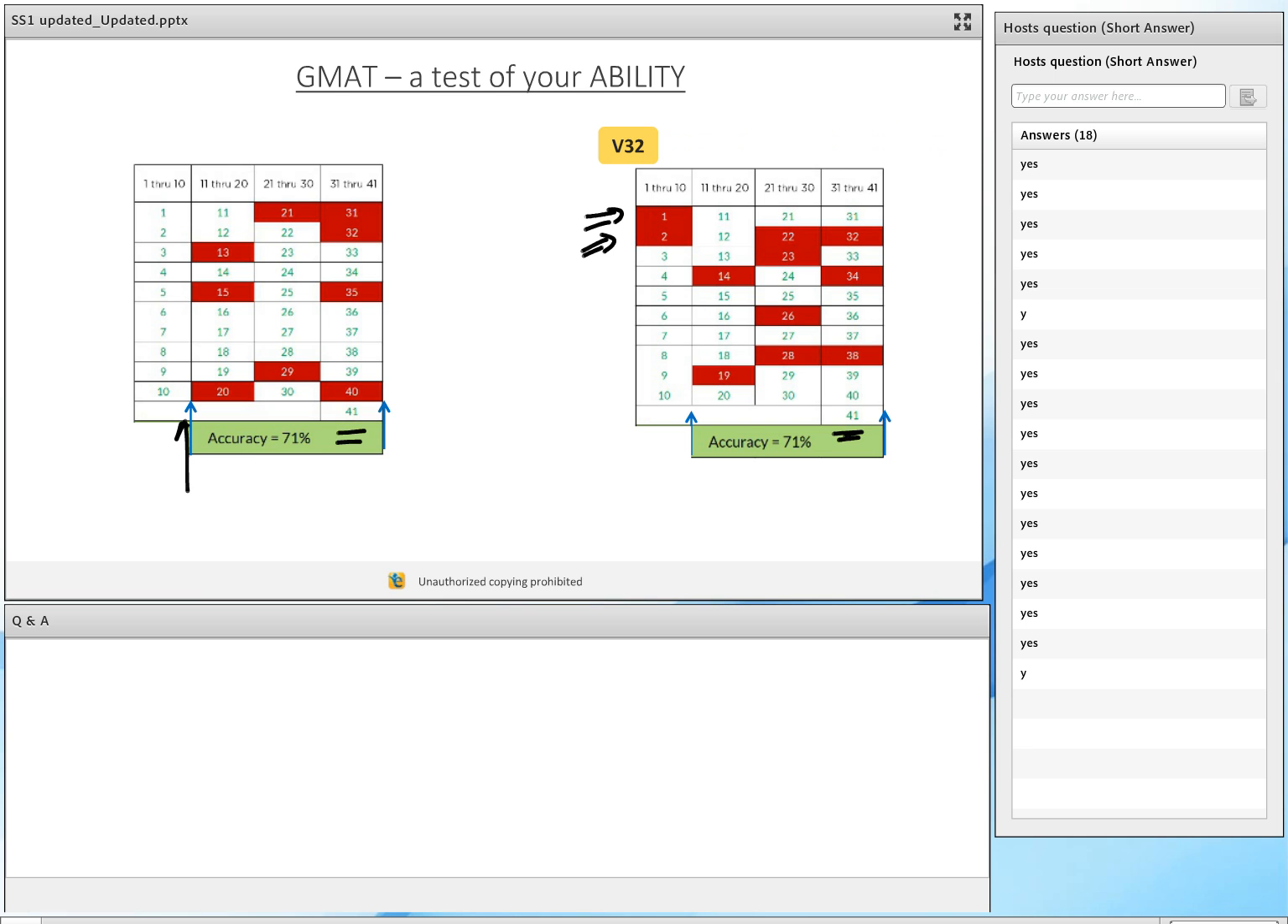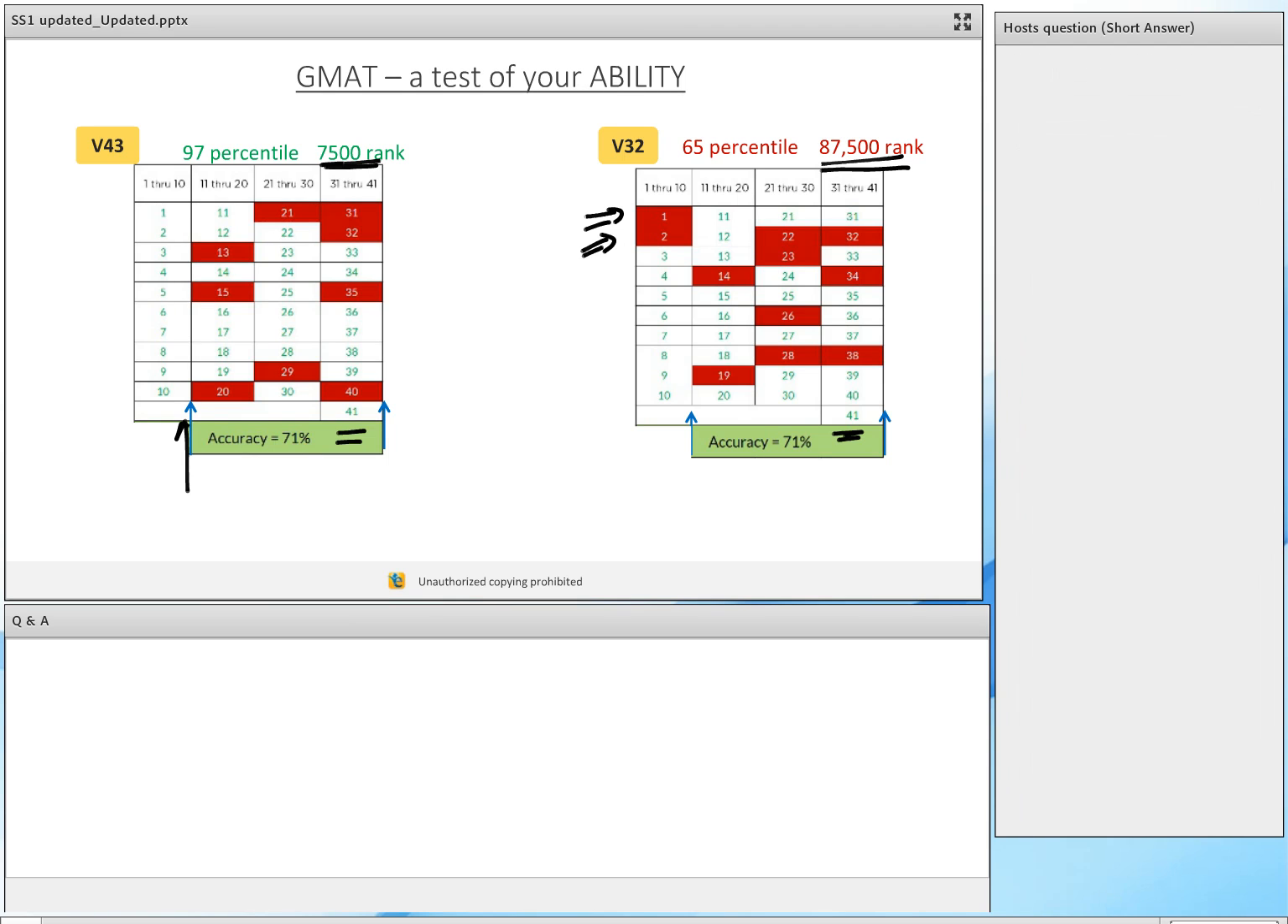Now, when you look at their verbal scores, what you're going to find is that they're very different. These are official scores. Student 1 got a 97th percentile on the GMAT. Student 2 got a 65th percentile. And a 97th percentile, if you assume 250,000 people take the test, is a rank of 7,500, whereas a 65th percentile is a rank of 87,500. Now, a lot of people look at this and say, oh my God, the GMAT's a really harsh test. 2 mistakes and I have 80,000 students ahead of me. How many of you are thinking like that?